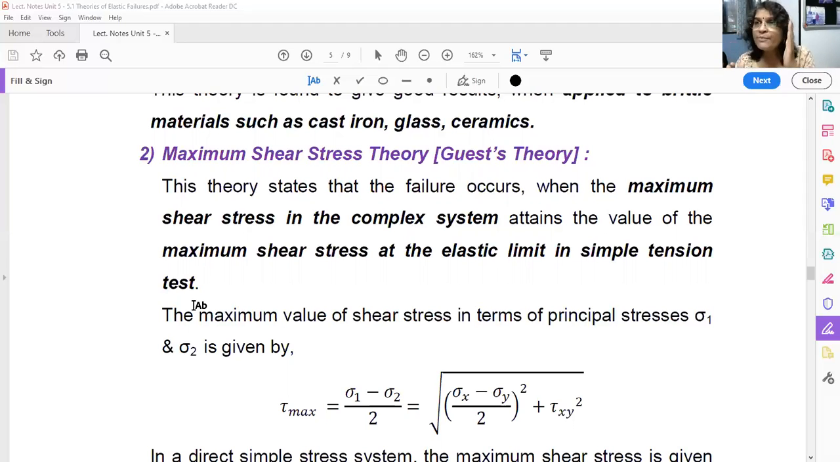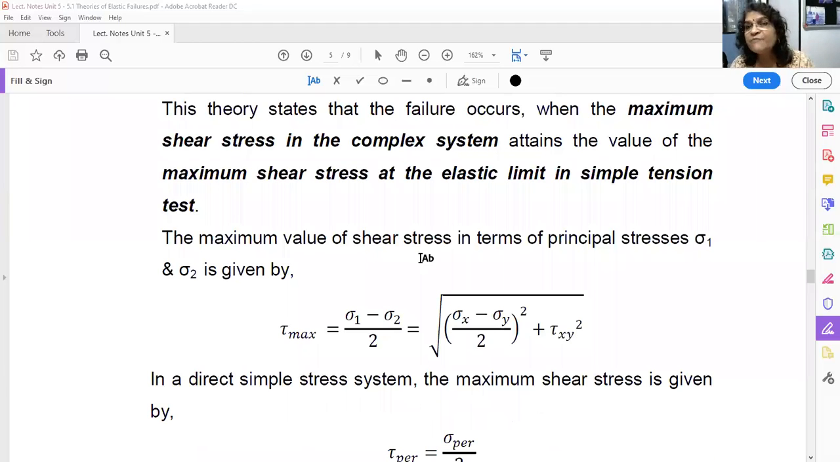And here in complex system, how to find out the maximum shear stress? You know, (sigma 1 minus sigma 2) by 2. So when this maximum shear stress induced in the complex system reaches the value of maximum permissible shear stress in the tension test, then the failure of this complex system is occurring. So let us see how to find out the maximum value of the shear stress in complex system.